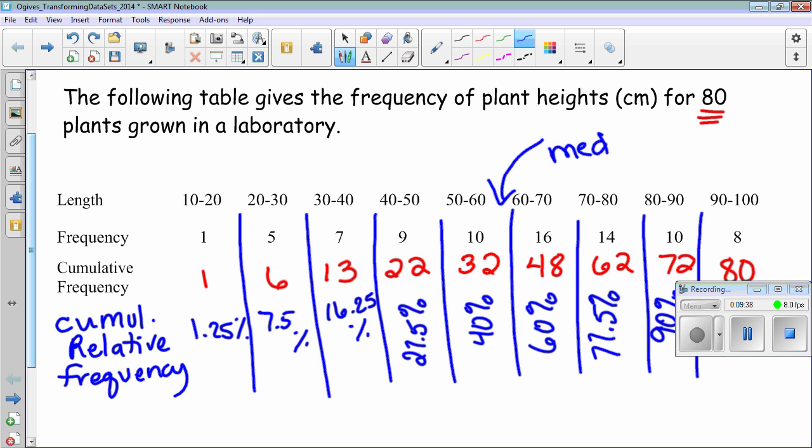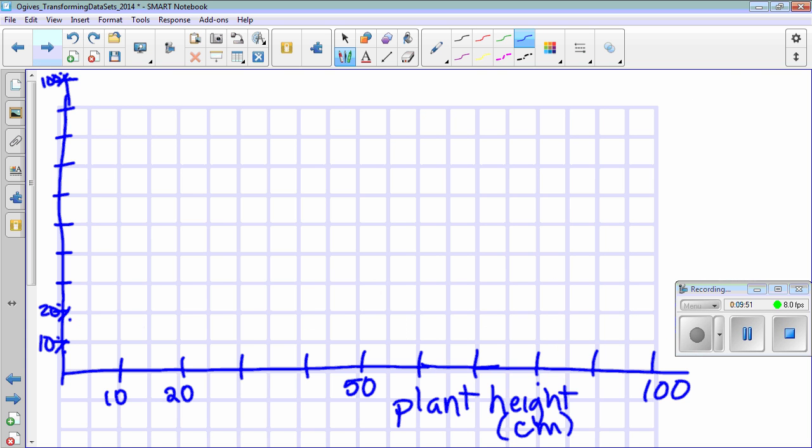Because it's not exactly 10. We don't know how many data values are in there. We don't know if it's closer to 10 or 20. All right, so we're going to plot it in the middle. So at the number 15, we're going to go at 1.25%. So at the number 15, we're going to make a little dot, like right there. Are you okay with where the dot came from?